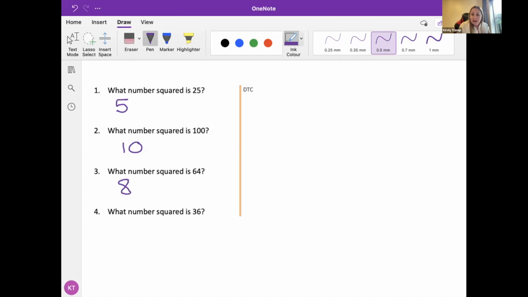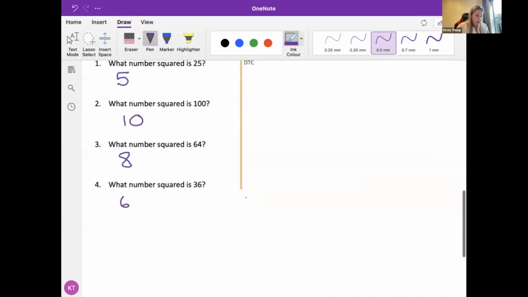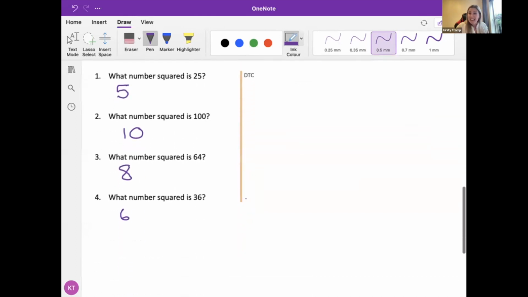Great. And what number squared is 36? Everybody, what number squared is 36? Let's have a look on the screens. Great, 6. Fantastic. Yes, 6 times 6 does give me 36. Well done. That really takes us through the basics of square numbers. No tricks about it, really nice and easy. That takes us through the first lesson for just squares.